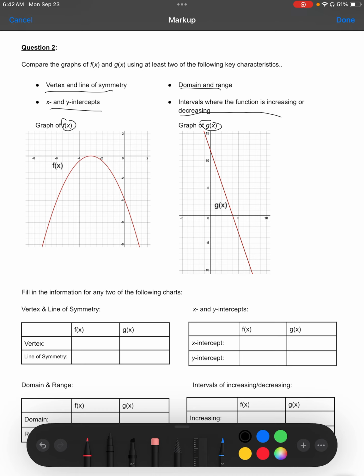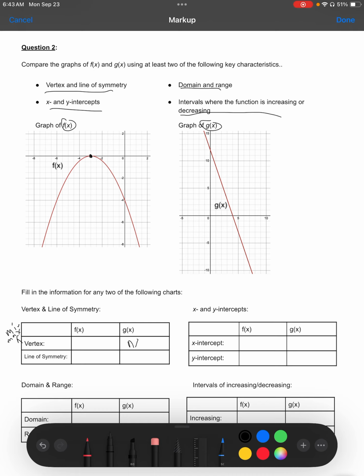Now the vertex, that's just another name for a minimum or a maximum point. So if I'm looking at these two graphs, f of x does have a maximum point right here. That's the highest this graph goes. However, g of x, if I go down to the bottom, I don't see a lowest point. If I go up to the top, I don't see a highest point. So g of x does not have a vertex.